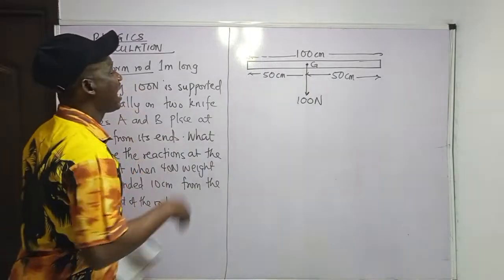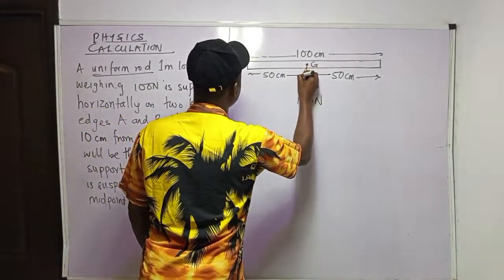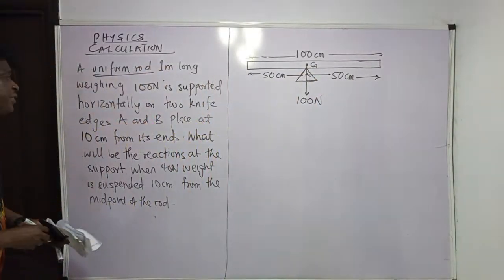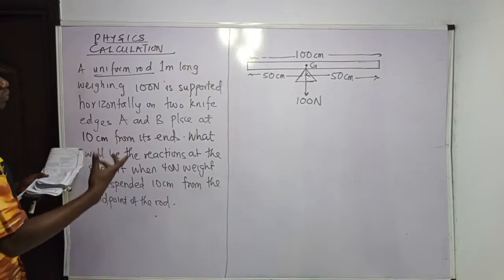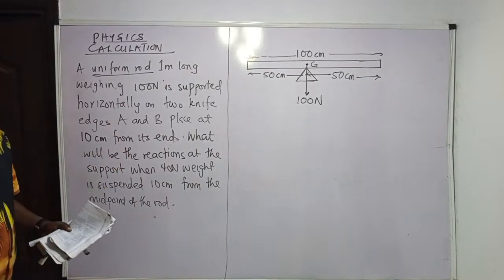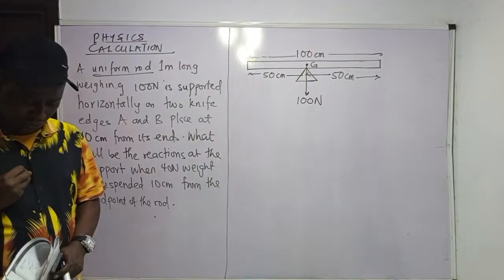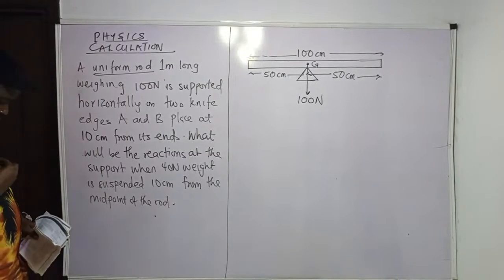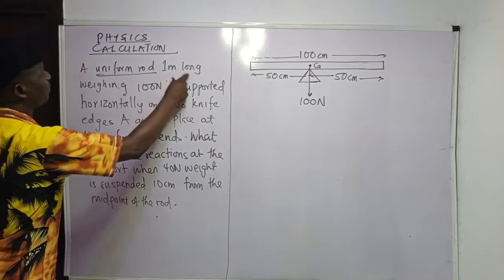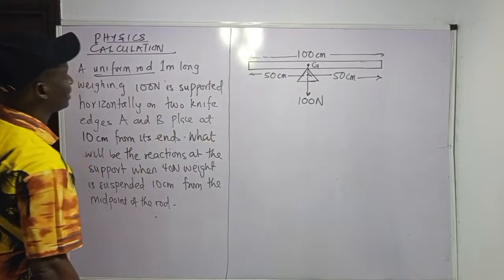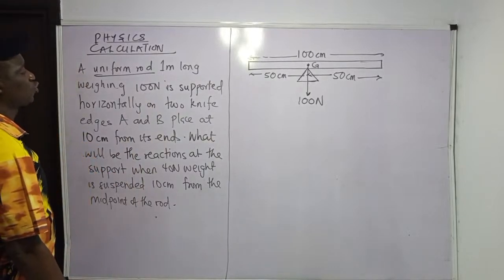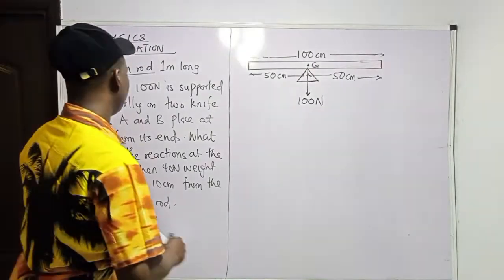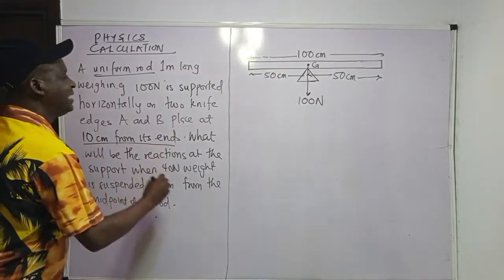Now to balance this particular rod we use a pivot. We use a pivot to balance a rod horizontally. So the question says a uniform rod 1 meter long weighing 100 Newton is supported horizontally on two knife edges A and B, placed 10 centimeter from each end.